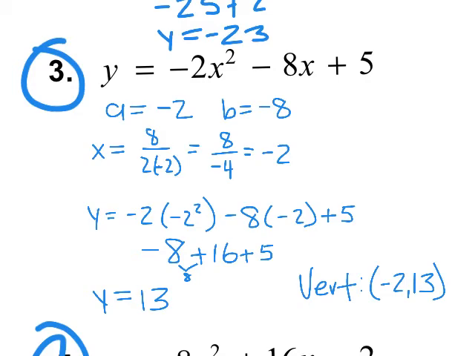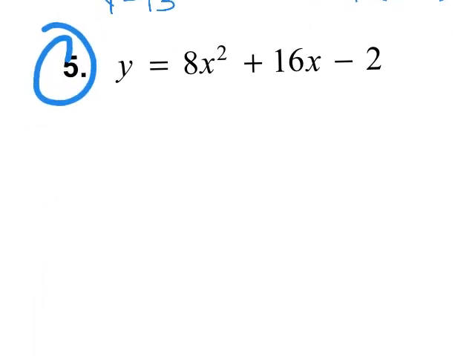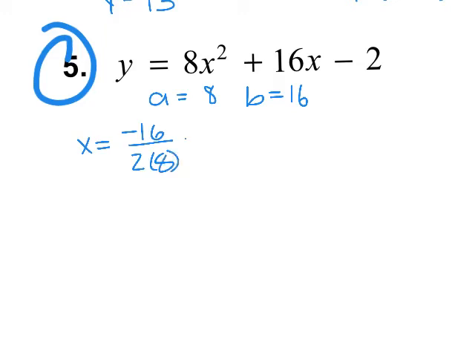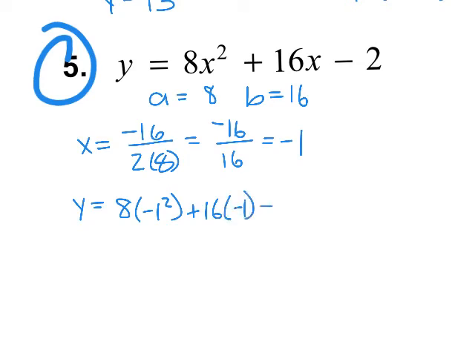Alright, and then last but not least is number 5. So A for number 5 is 8. B for number 5 is 16. So X equals negative B, so negative 16 over 2 times A, which is 8. So negative 16, 2 times 8 on bottom is 16. Negative 16 divided by 16 is negative 1. So then to find the y, I plug it in. So 8 times negative 1 squared plus 16 times negative 1 minus 2.